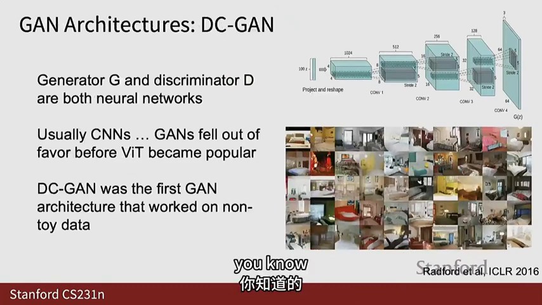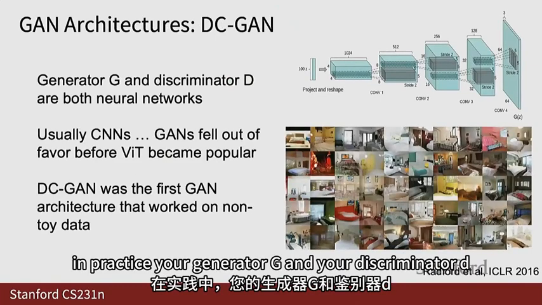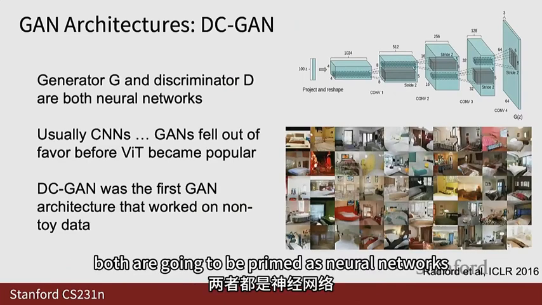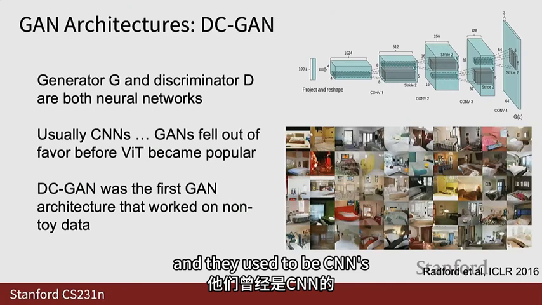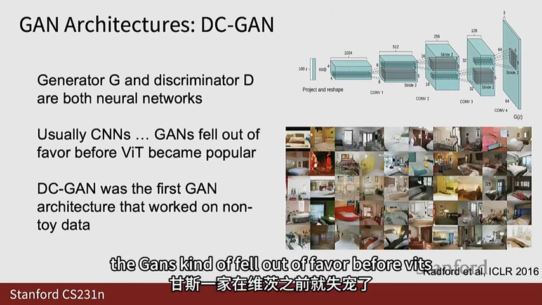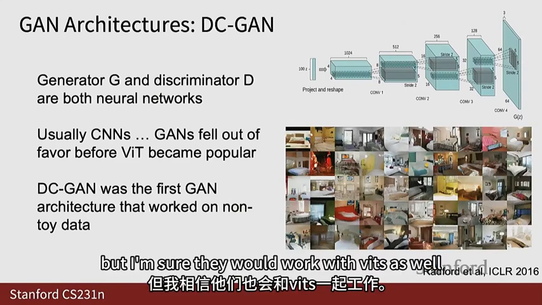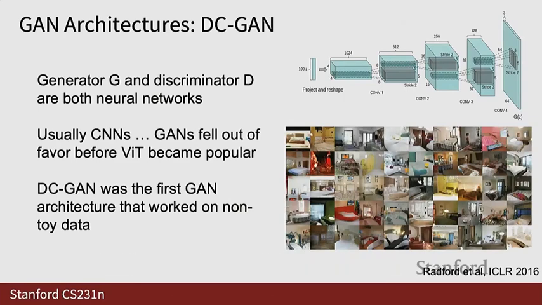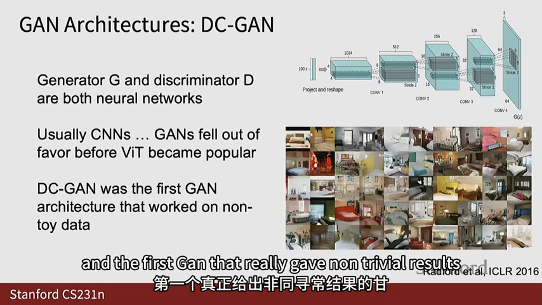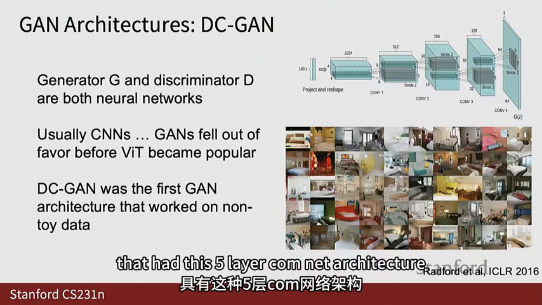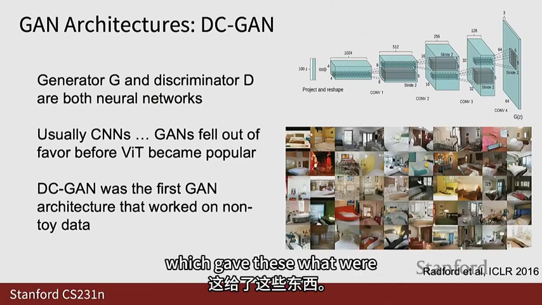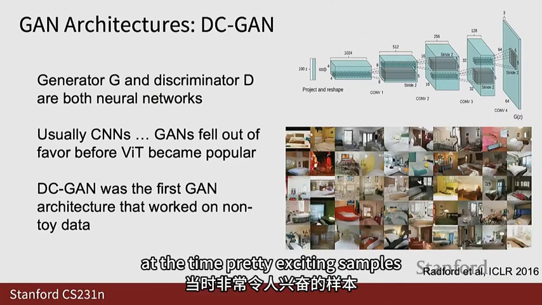So in practice, your generator G and your discriminator D are both going to be parameterized as neural networks. They used to be CNNs. GANs fell out of favor before ViTs became popular, but I'm sure they would work with ViTs as well. The first GAN that really gave non-trivial results was called DC-GAN, which had this 5-layer ConvNet architecture and gave what were at the time pretty exciting samples.